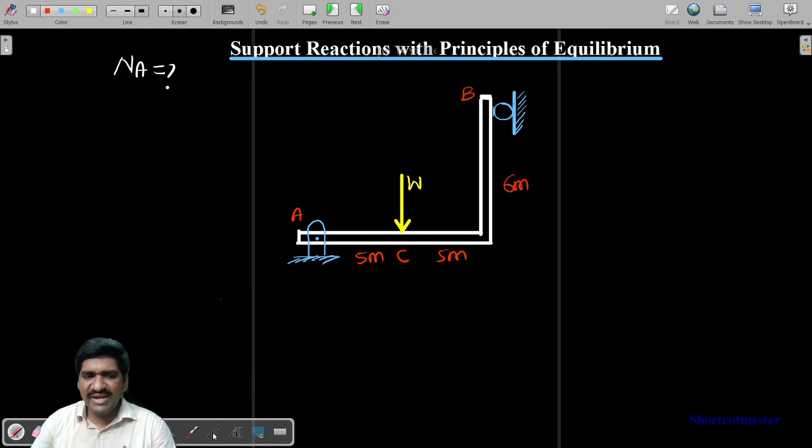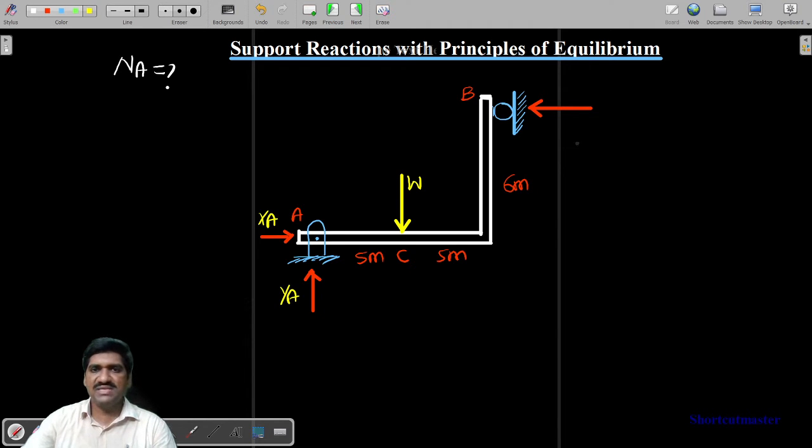So first of all, let us go for the free body diagram. First one will be X suffix A. Next, Y suffix A. A hinge can provide two reactions, and a roller can provide only one reaction maximum. So here I am taking X suffix A, Y suffix A. This has to become definitely N suffix B.